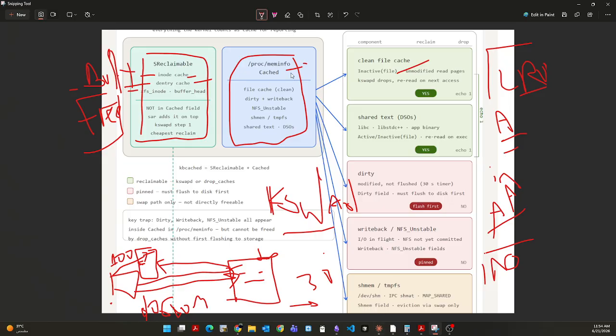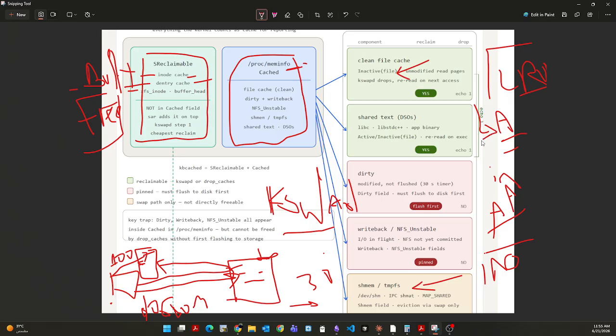And also there is the cached, which includes many fields. Like I said, the shmem is also part of the cached. Yeah, and kswapd starts from the inactive files. After the inactive files, it goes to the active files.